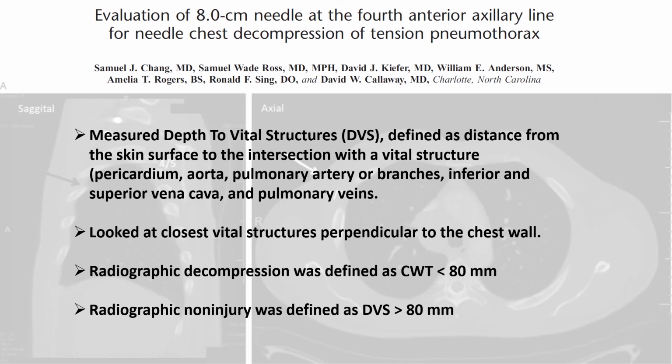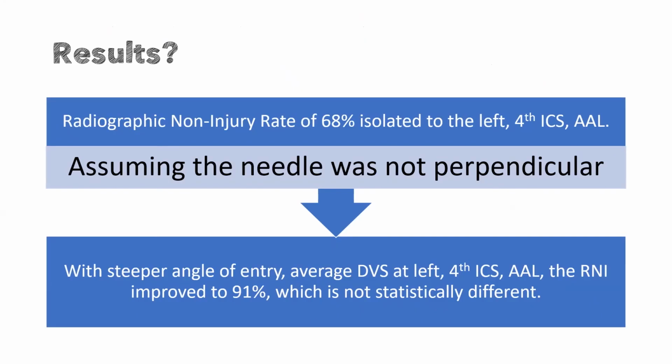And they measured the depth of vital structures, defined as a distance from the skin surface to the intersection with vital structures. Now, I want to make a special note that they looked at the closest vital structures perpendicular to the chest wall. And they said that if the depth to vital structures was greater than 80 millimeters, then that constituted a radiographic non-injury. So what were the results?